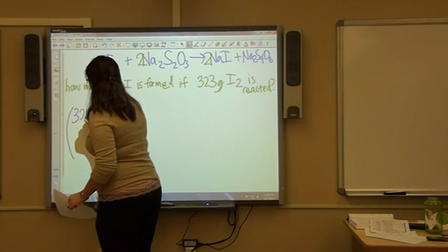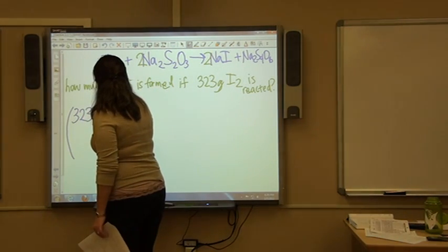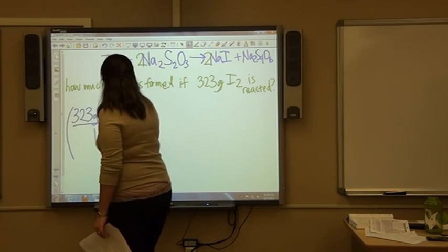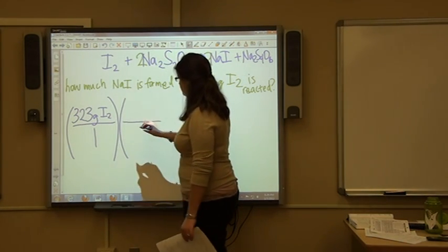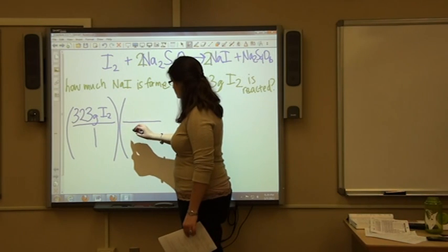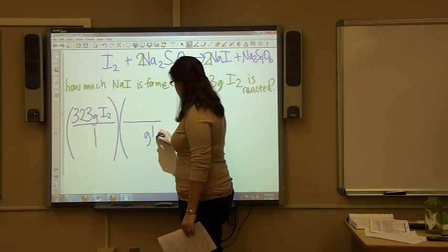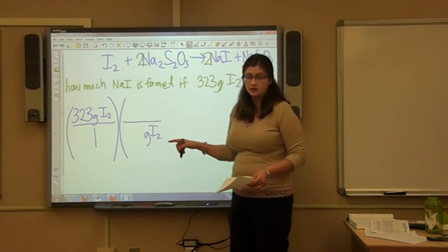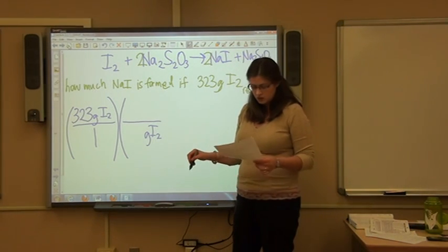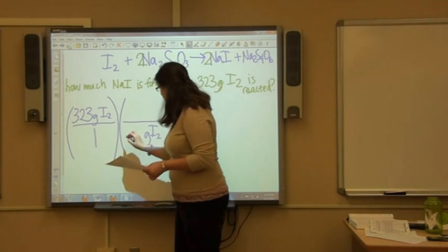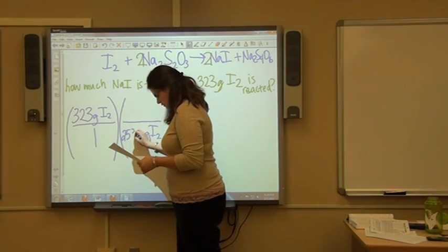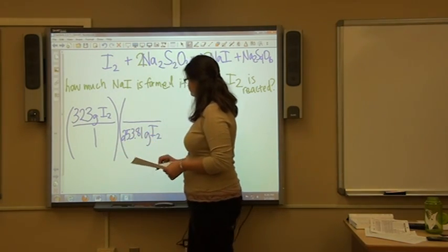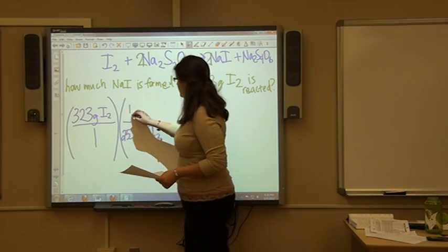Okay, we start out with what we know. And in the next bracket, we have to cancel the grams. So here's where we need to calculate the molecular weight of I2. That's iodine on the periodic table times 2. So you should get 253.81, and that's per 1 mole.